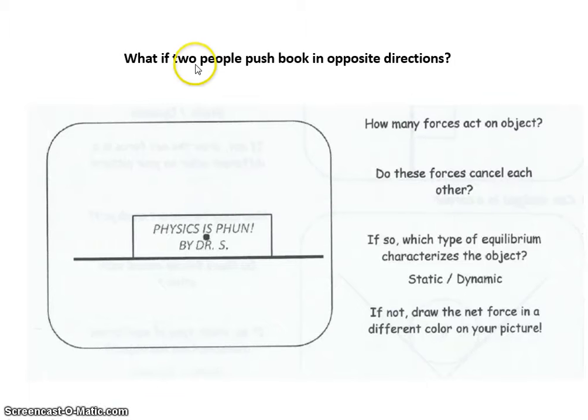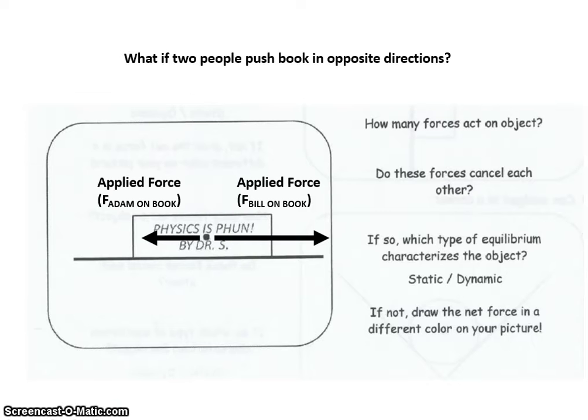Let's consider the same example, but let's change it by saying, what if two people push the book in opposite directions? So let's say that Adam pushes the book to the left with a small force. So we would call that an applied force by Adam. And it would be aiming to the left, and it's drawn with a short arrow. And then let's say that Bill pushes on the book to the right with a bigger force. So again, it's an applied force, but this time it's Bill on the book.